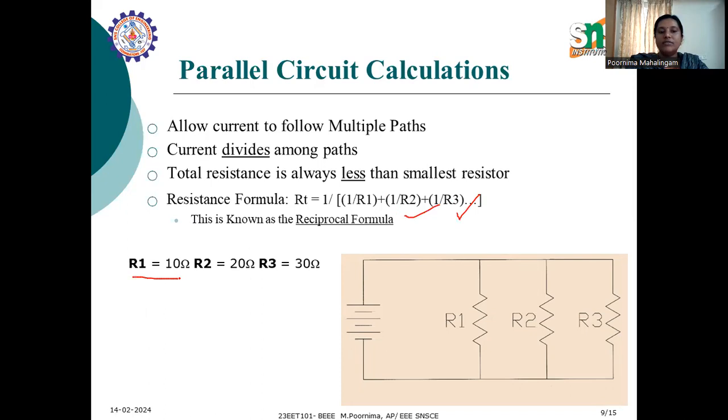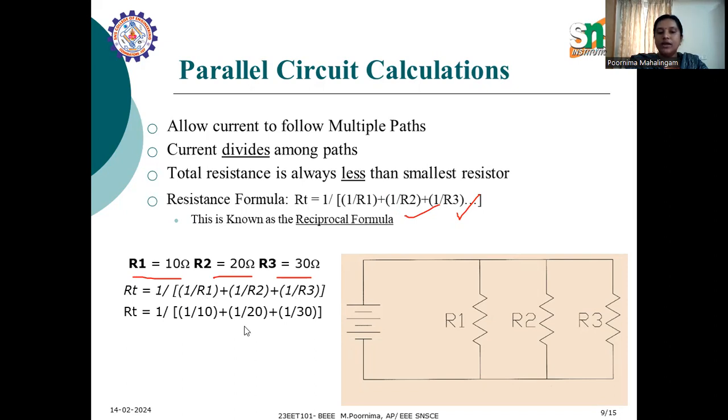So that we have the value of R1, R2, R3. Next, we take 1 divided by R1, 1 divided by R2, and so on. Finally, applying the formula, we get the total resistance of 5.45 ohms.